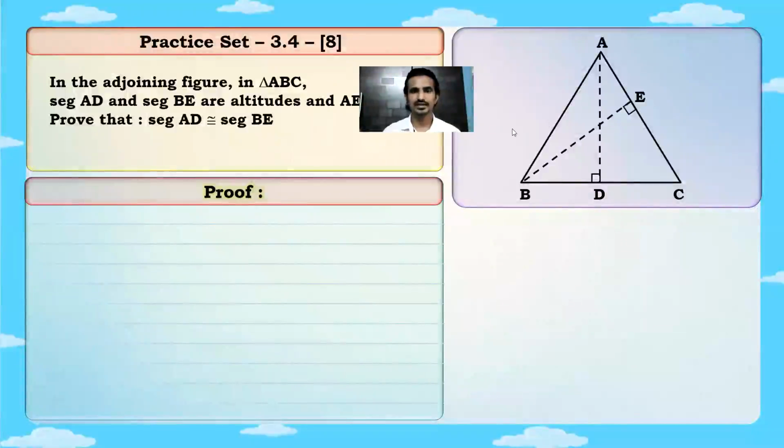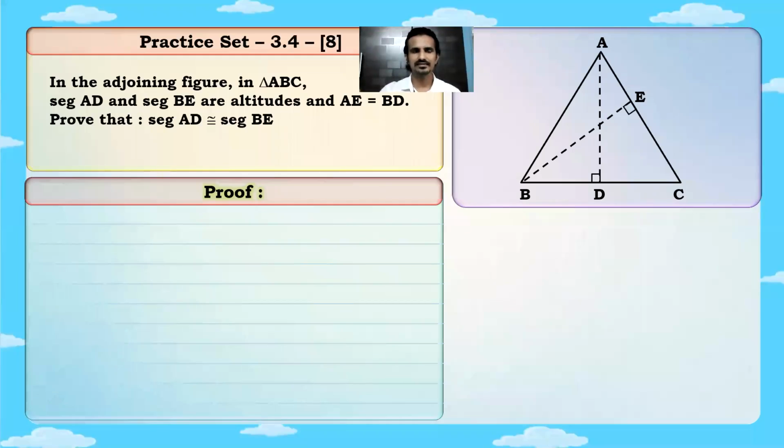We have practice set 3.4, question number 8. In the adjoining figure, in triangle ABC, seg AD and seg BE are altitudes and AE is equal to BD. Prove that AD is congruent to BE.